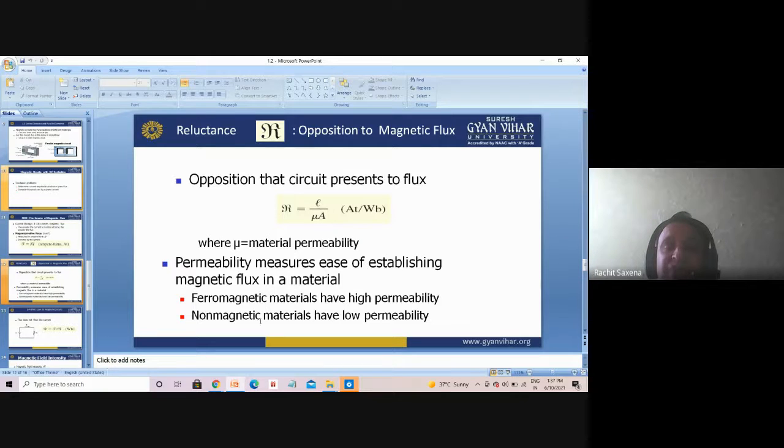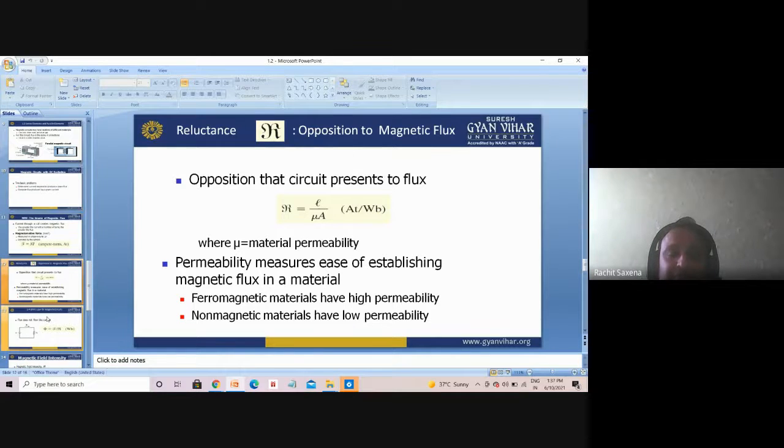Now, ferromagnetic materials have high permeability. Obviously they have high permeability, which is why we can generate or induce flux in that field. But non-magnetic materials, for example plastic or wood, have low permeability. Why do they have low permeability? Because they can't generate or induce flux, and we can't produce it from their side.